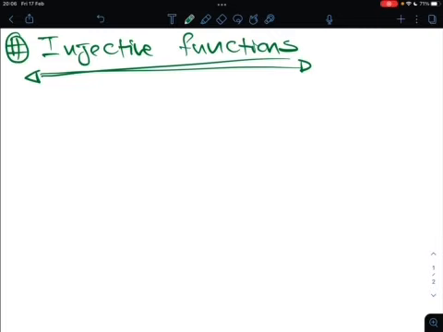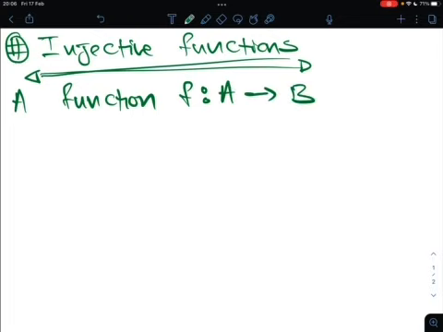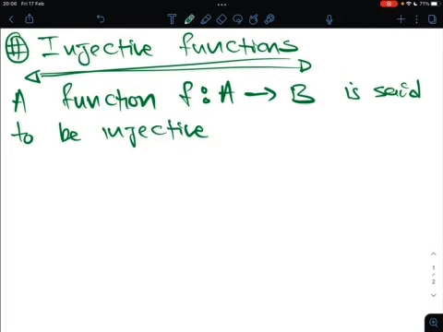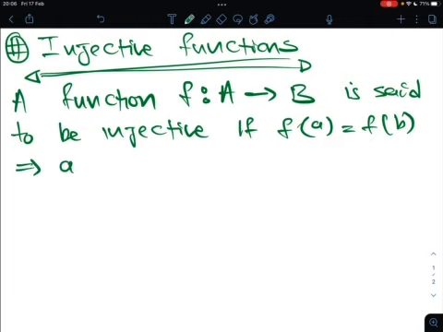So a function f whose domain is A and whose codomain is B, or whose range is B, is said to be injective if f(a) = f(b) implies a = b for all a, b elements of A. So this is how we formally define an injective function.